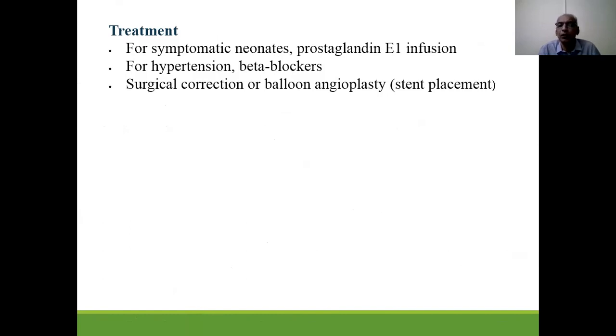Now, in short, we have seen the embryology, anatomy, and physiology of the heart, along with acyanotic congenital heart disease, that is ASD, VSD, and PDA, and obstructive lesions like pulmonary stenosis, aortic stenosis, and coarctation of aorta. The remaining part we will see in the next part.